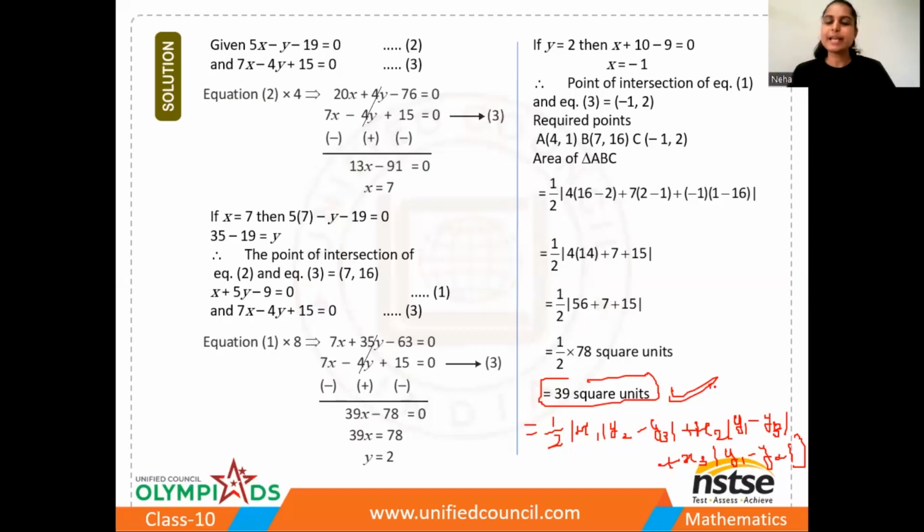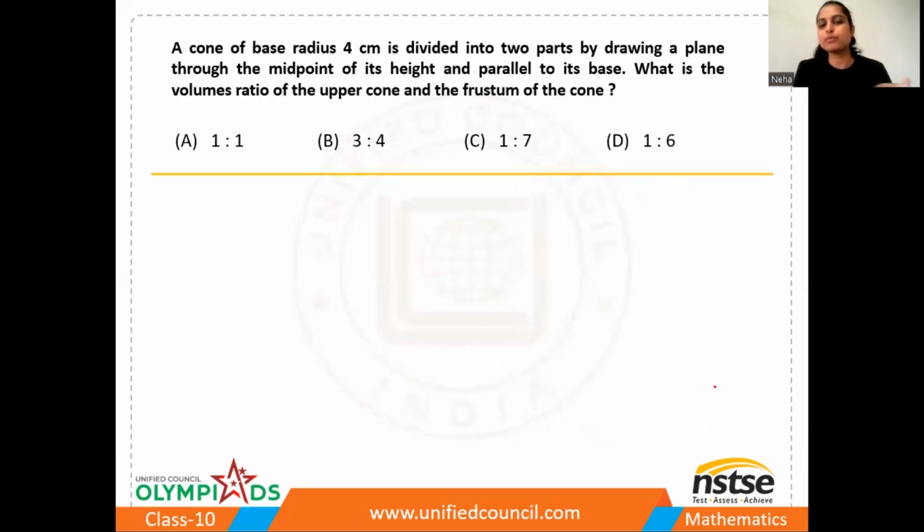But yes, these type of questions are quite time-taking in the exam. So just try to save some time for these type of questions in your exam. Perfect. Now the next one.